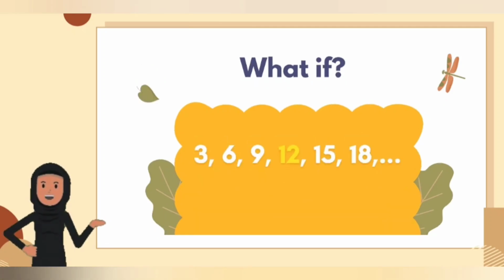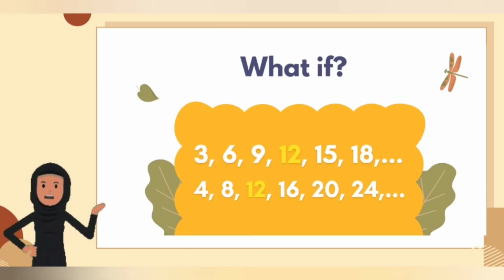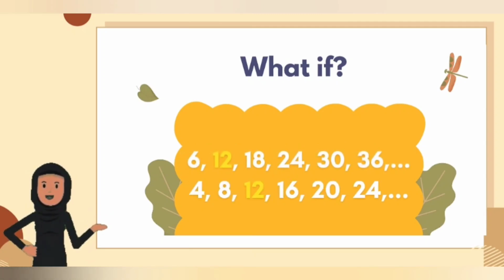So, let's compare it with the list of multiples of 4. There are 4, 8, 12, 16, 20, 24, and so on. So, what is the least common multiple of 3 and 4? That would be 12. And what about 4 and 6? The least common multiple of both numbers is 12 too.